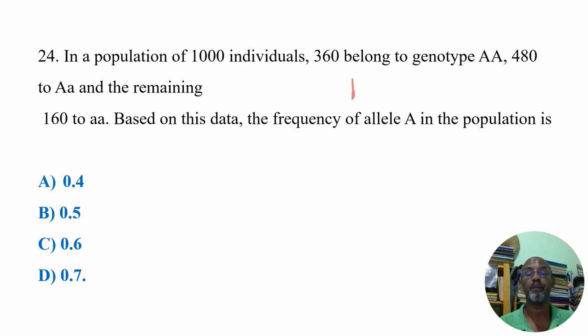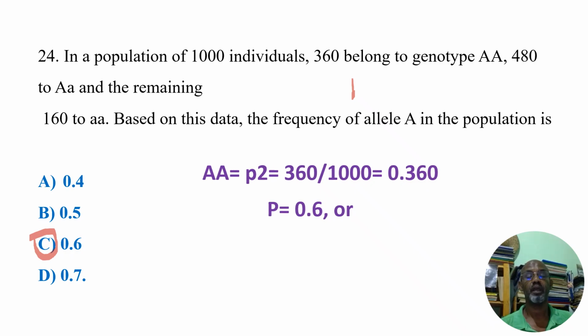0.6 is P, the frequency of the dominant allele, the frequency of allele A. Therefore, the dominant allele frequency, 0.6, is the answer, of course. You can see here, AA is P squared.